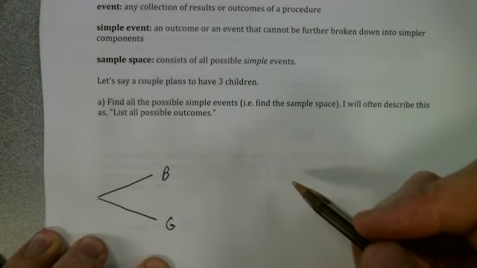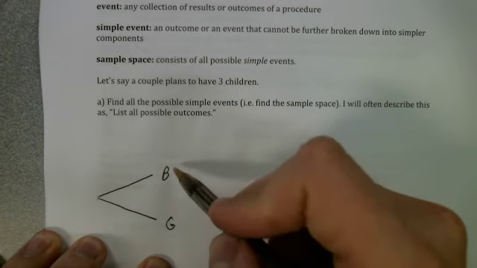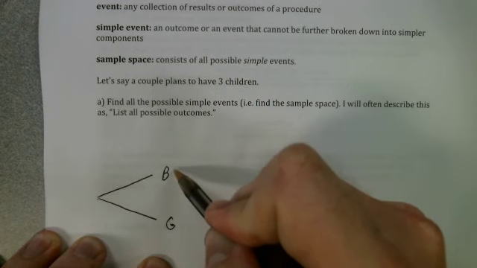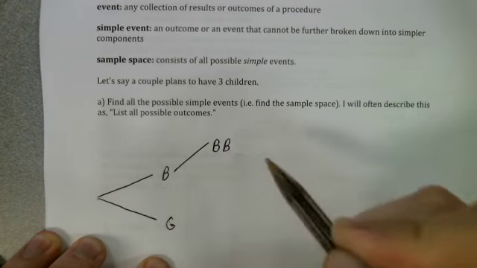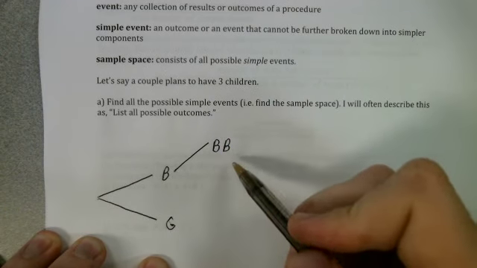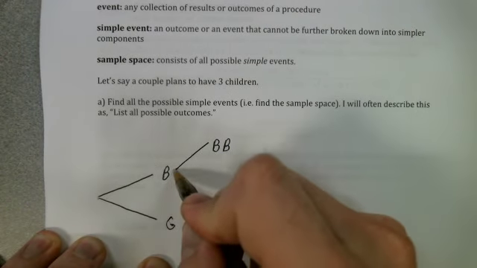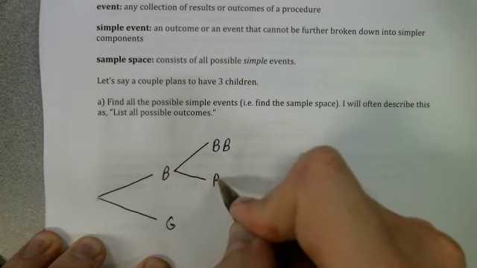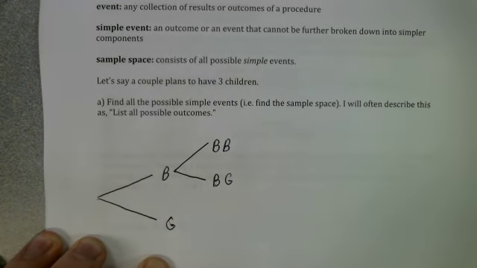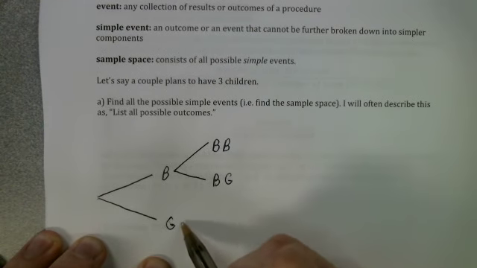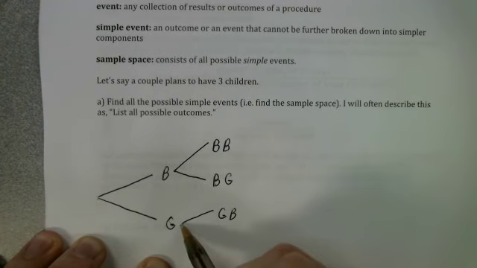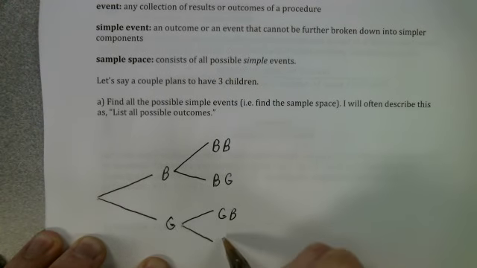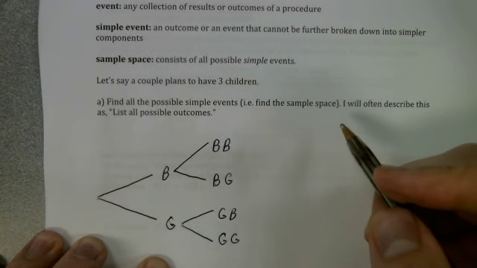Now, if they have another kid, well, let's say they had a boy as their first kid. If they have another kid, they might have another boy, so they'd have a boy followed by a boy. Or they might have a girl, so they could have a boy followed by a girl. Now, if they have a girl on their first kid, their second kid could be a boy, so they could have girl followed by boy. Or they could have girl followed by girl.